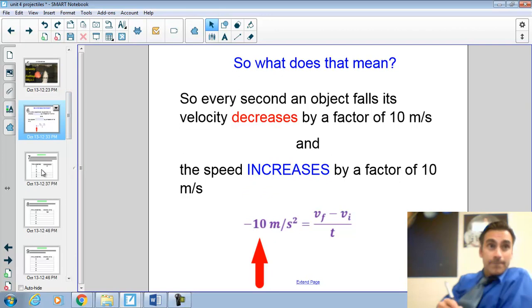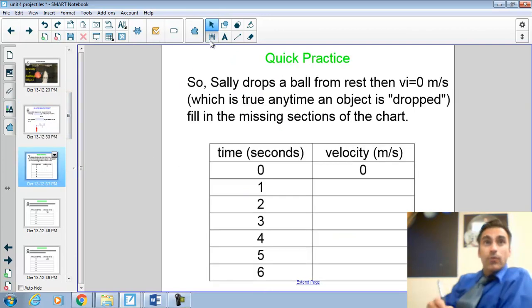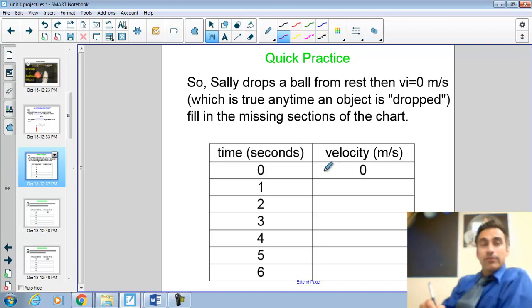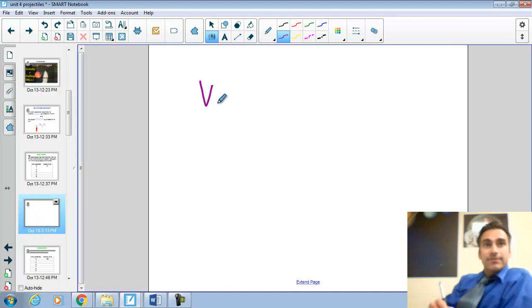All right, let's do a quick practice problem. I feel purple today, so I'm going to use purple. We have Sally. She's going to drop a ball from rest, which means that her velocity initial is 0. And we're going to fill in the missing sections of this chart. So let me open up another page real fast. So our velocity initial equals 0. The time for the first one is 1 second. And we're trying to figure out velocity final after that 1 second.